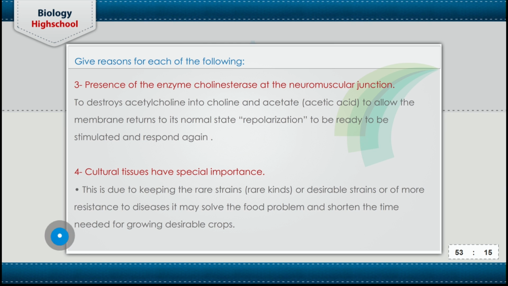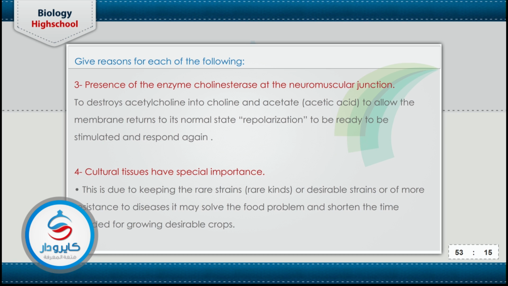The next question is cultural tissues, which is called the tissue culture, have a special importance. We understand that the tissue culture has 3 importance. The first is shortening the time of cultivation. Number 2, it solves the food problem. Number 3, propagate the rare plant or the desirable plant. So that's the importance of the tissue culture as a kind of asexual reproduction. The next question.